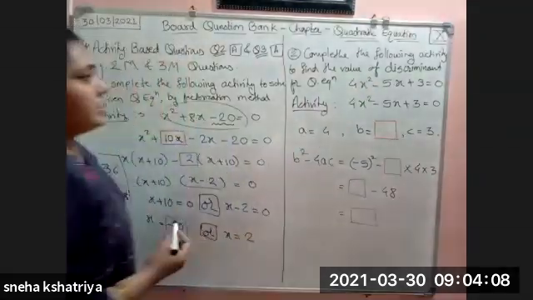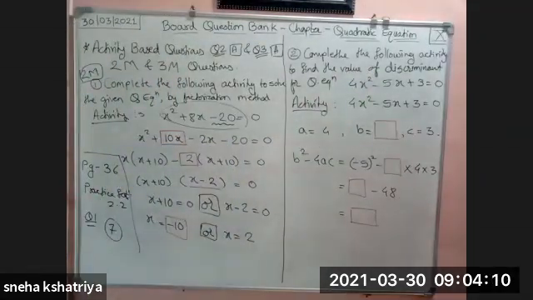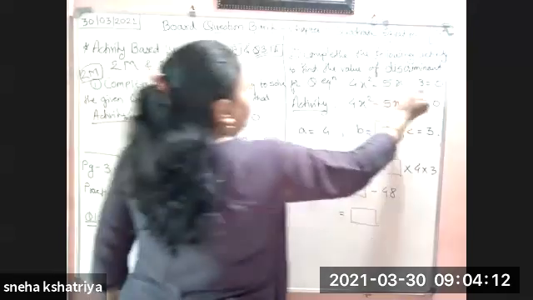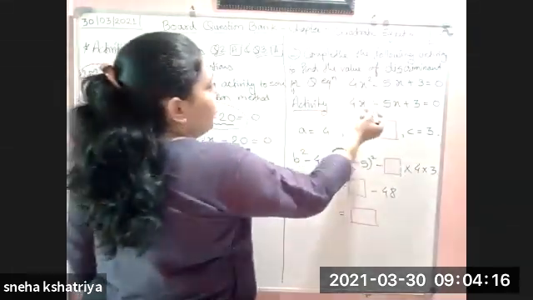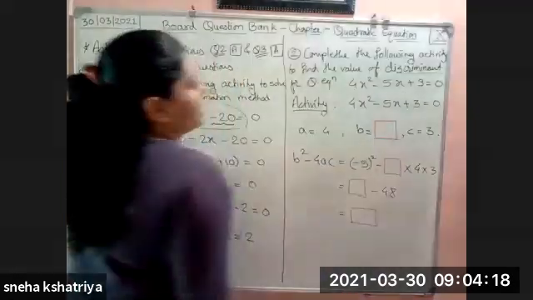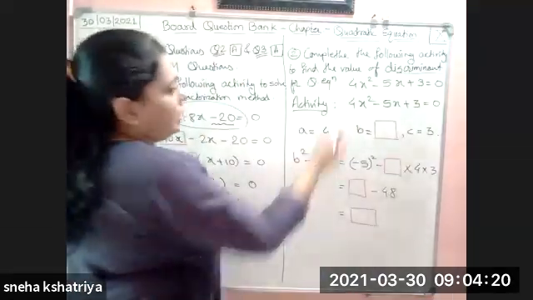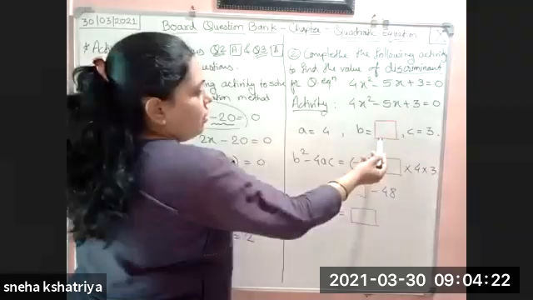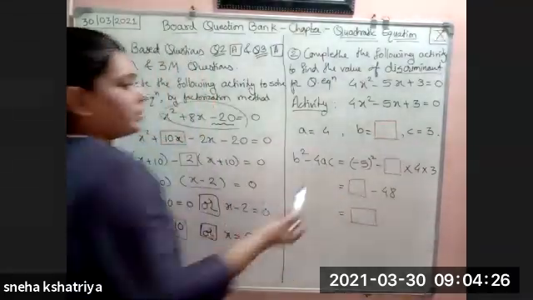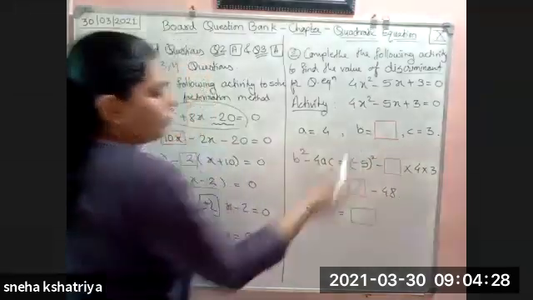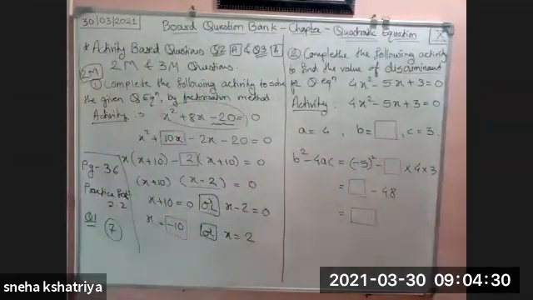The second question is: complete the following activity to find the value of the discriminant. We have to find the discriminant for the quadratic equation 4x² − 5x + 3 = 0. Again, whatever the activity is, only 4 boxes are empty: 1, 2, 3, and 4. We have to fill only those 4 boxes, and it is a very, very easy kind of example.